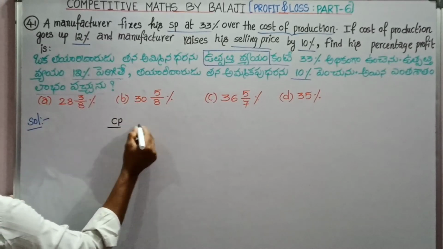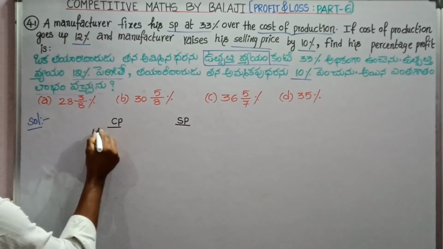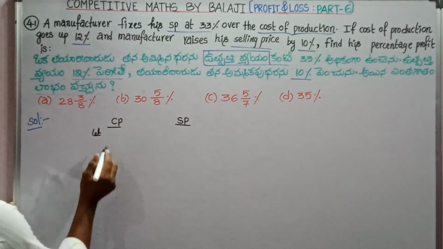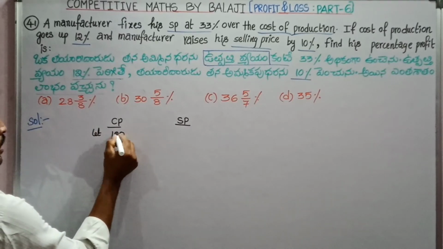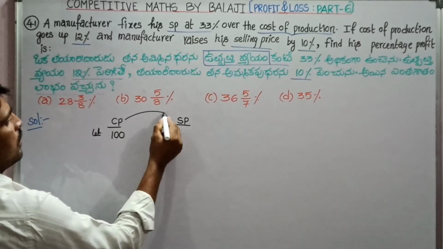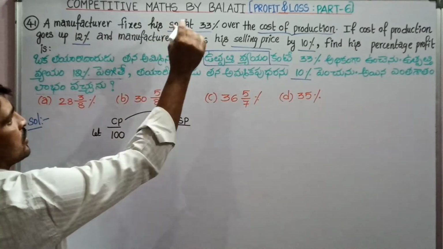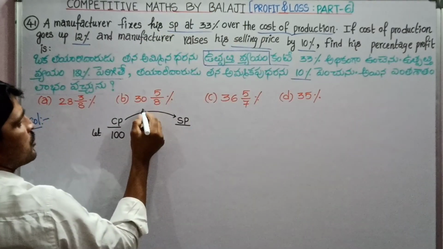CP and SP. Let the cost of production or cost price be 100 rupees. Then a manufacturer fixes his SP at 33% over the cost of production.